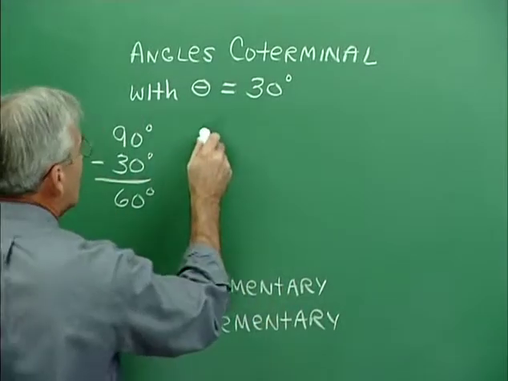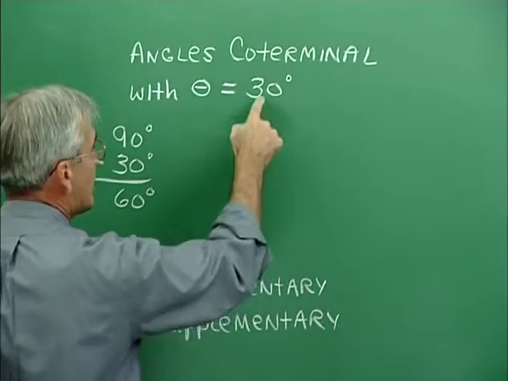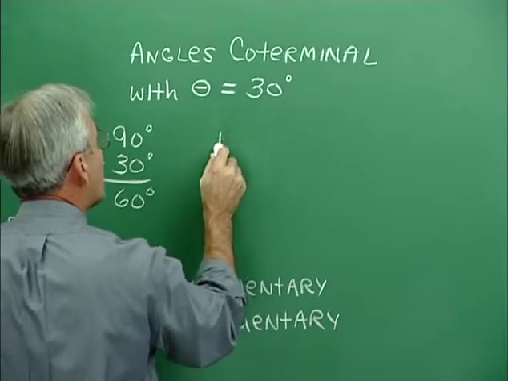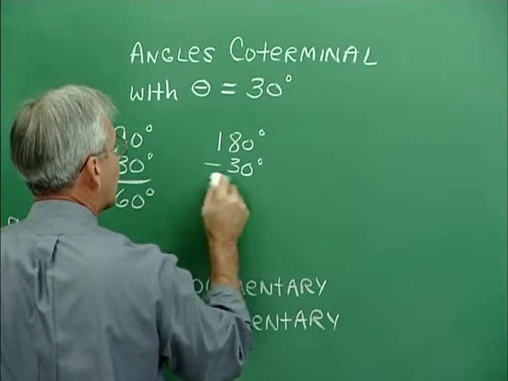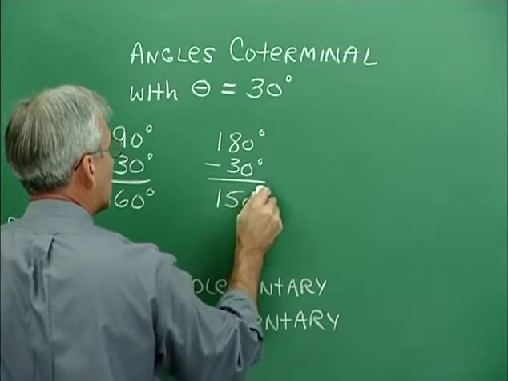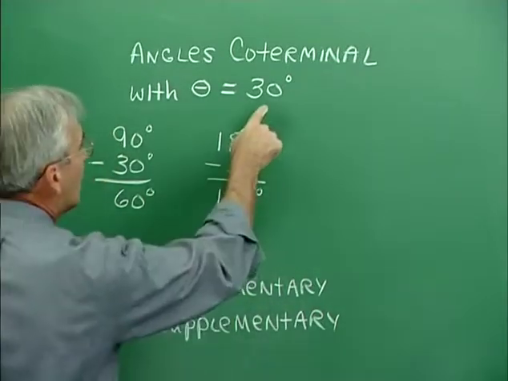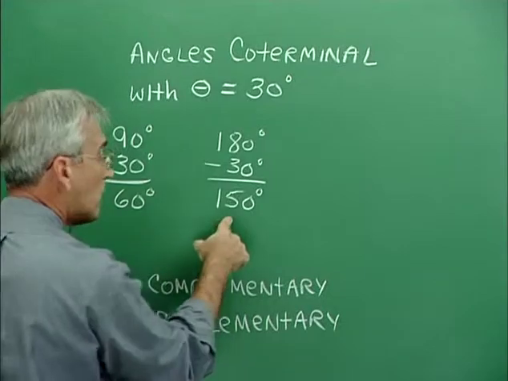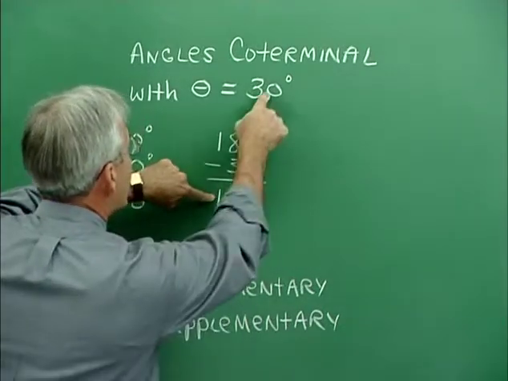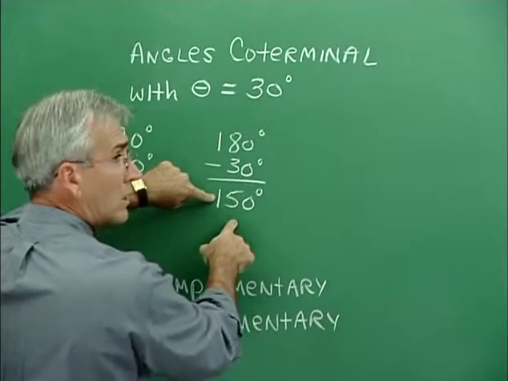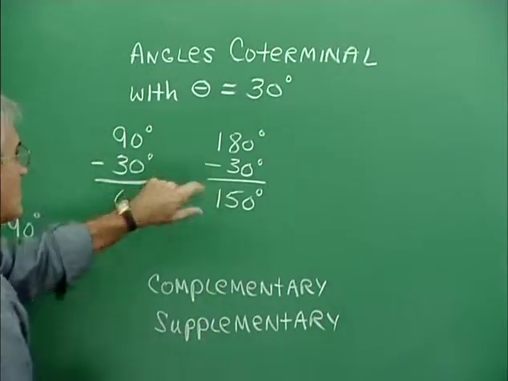For supplementary, I can generate the supplement of a 30 degree angle by taking 180 degrees and subtracting 30 degrees to find that the supplement of the 30 degree angle is a 150 degree angle, because the sum of the measures of these angles is 180 degrees. That's what makes them supplements.